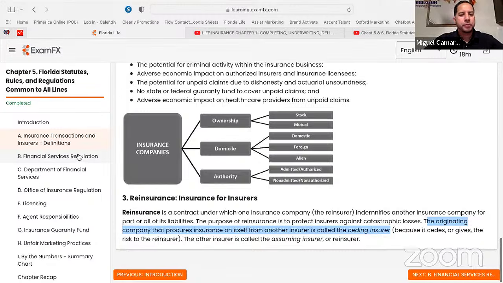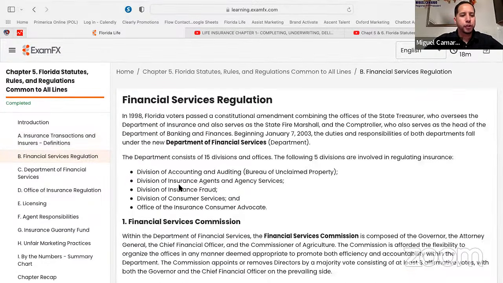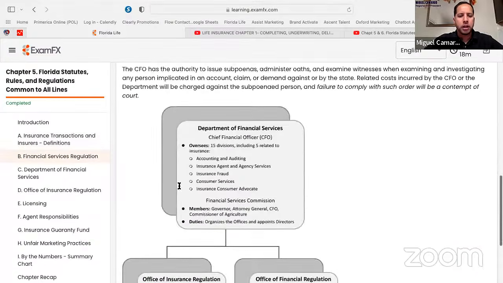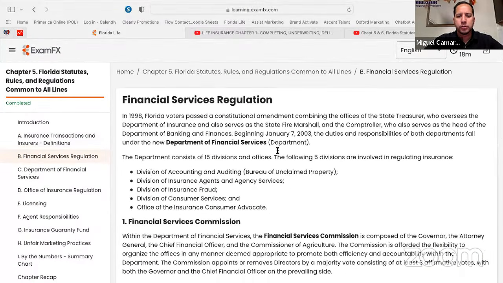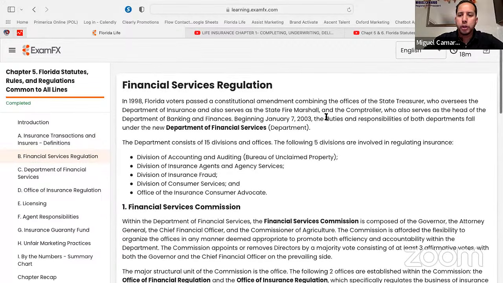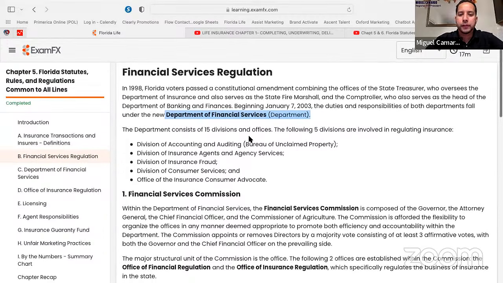All right, so let's go on to part B. Financial services regulations. Most of this will apply to your states if you are studying in another state, but for the sake of this, let's look at it. Who determines the responsibilities is the Department of Financial Services. A lot of this, guys, like I've told you, you're going to have to come back and read yourself because it's just definitions. The department consists of 15 divisions, all these bureaus.